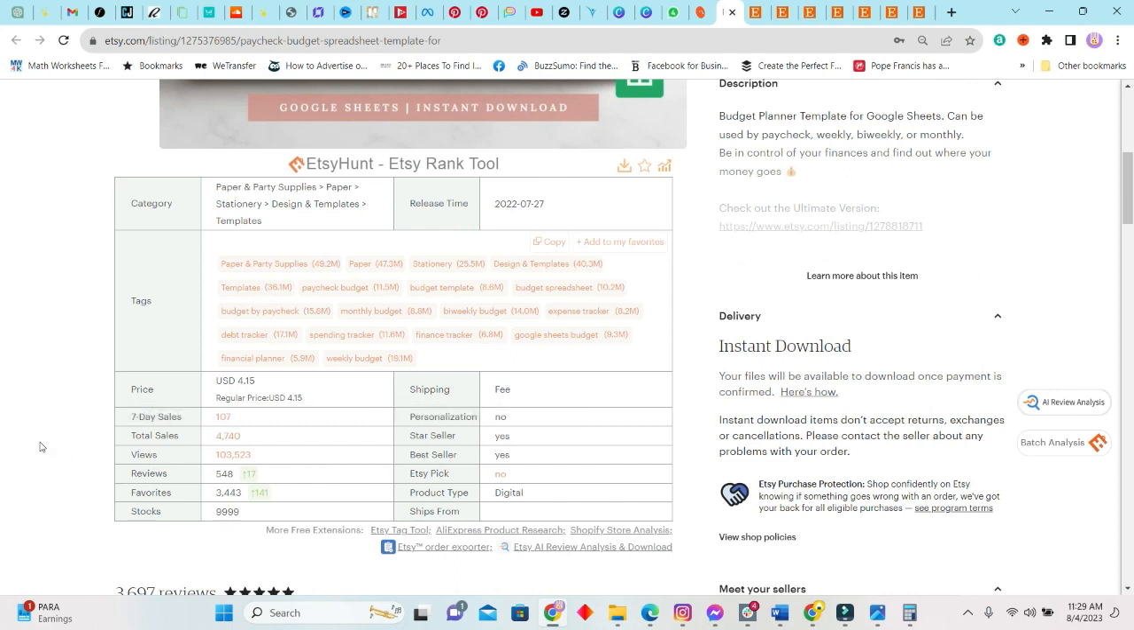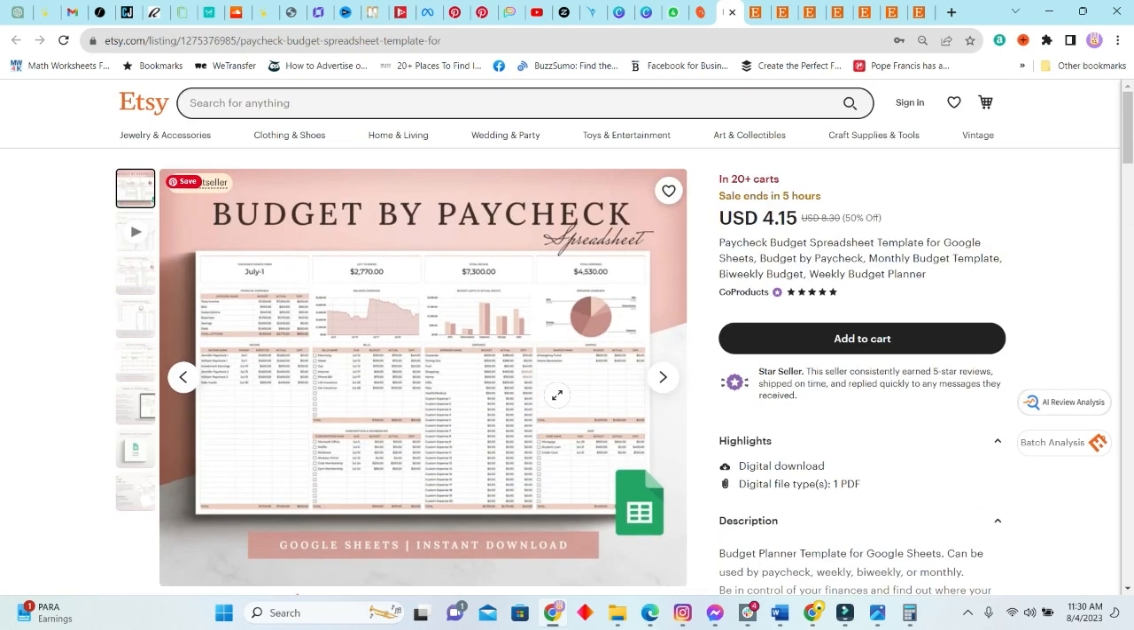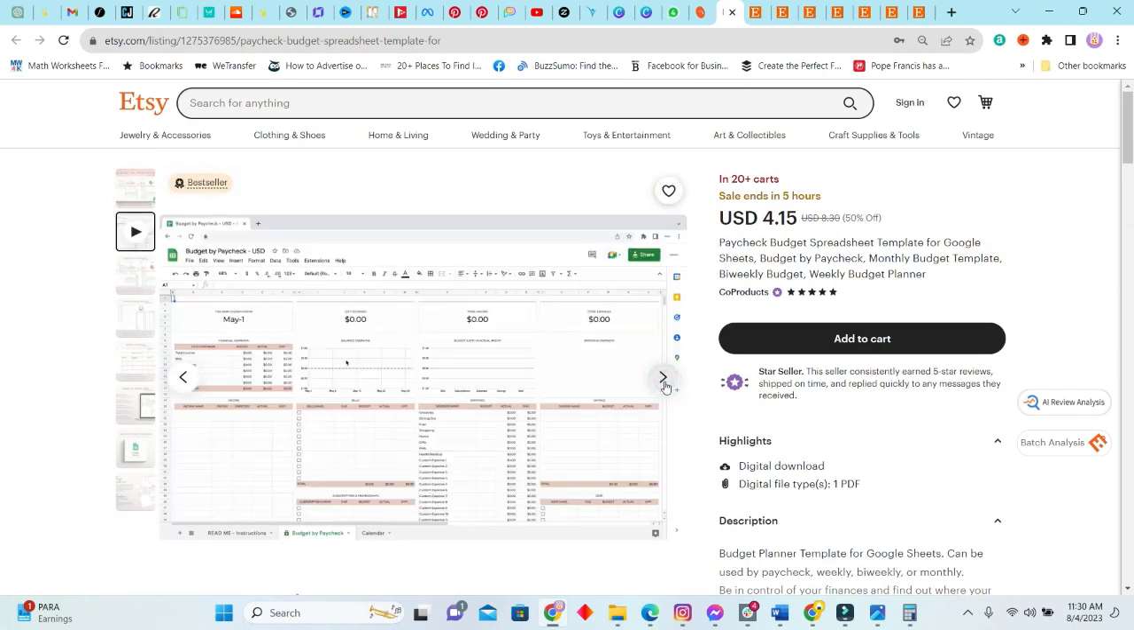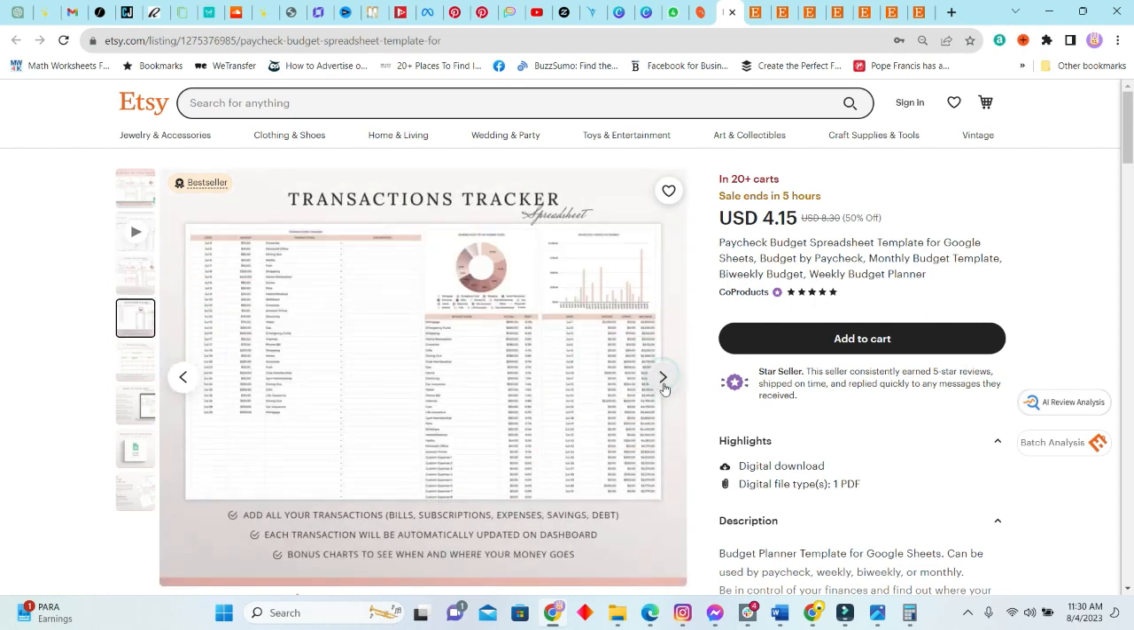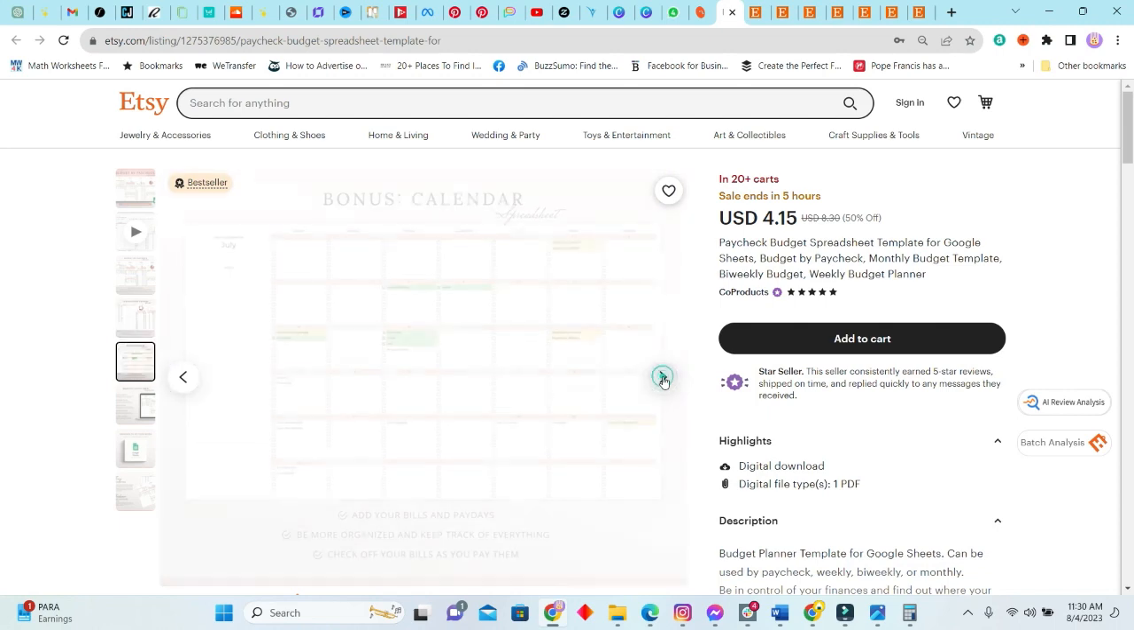and currently total sales 4,740 were sold, okay? And in 7 days, only 7 days, 107 items were sold. And this is a very simple product that a lot of people will definitely like to have, okay? So even though it is simple, it is making some money.